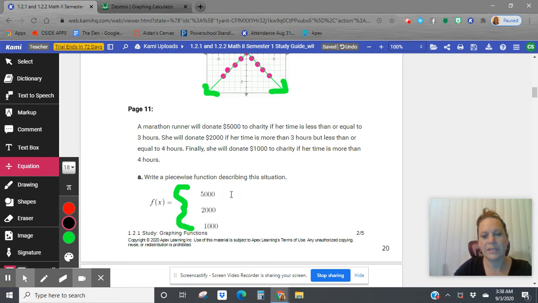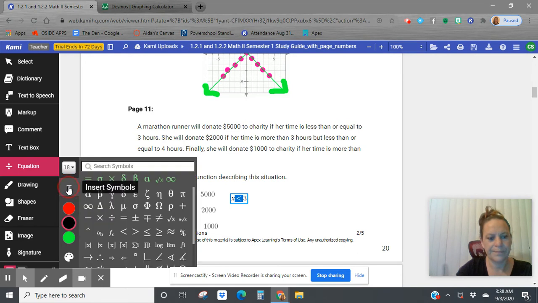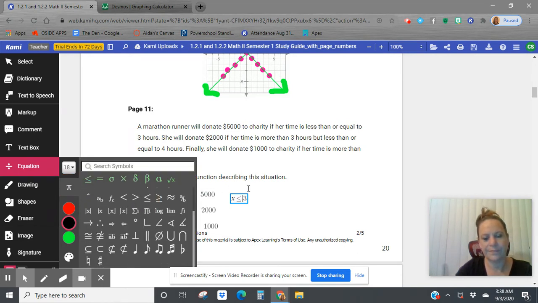So then what's this something? It's her domain. She's saying if her time is less than or equal to 3 hours. So if x is less than or equal to 3 hours. So here's where we need to go in and get a little symbol from our insert symbols here, finding the less than or equal. And that goes with the 5,000, so I'm just going to drag it up a little bit more next to the 5,000.